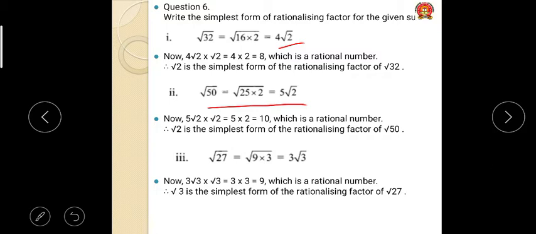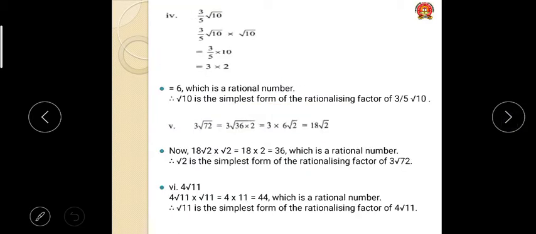27, 9 3s are 27. So this 3 becomes outside, and you will get only root 3. So this root 3 is the simplest form of the rationalizing factor.